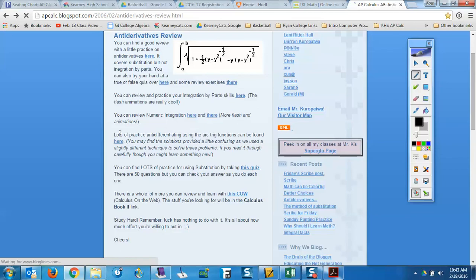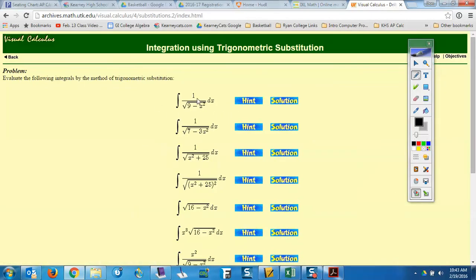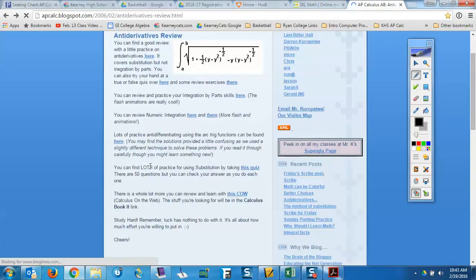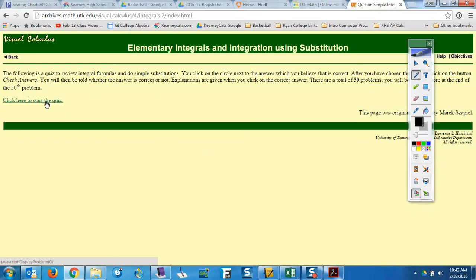Those I would stay away from. It says lots of practice, antidifferentiation, the arc trig functions. I don't think I've ever gone to that one. Yeah, I would stay away from those. We won't be getting into any of those. This is probably the better one. Lots of practice using substitution, taking this quiz right here. Okay, this is probably the best one to do.